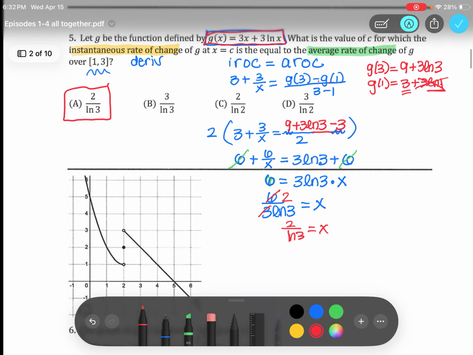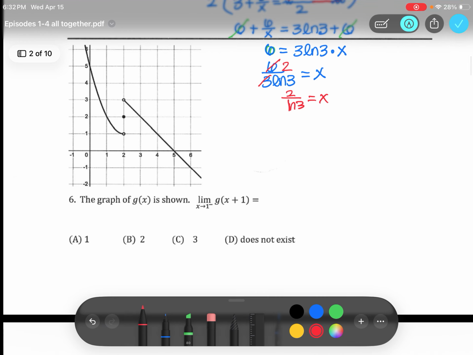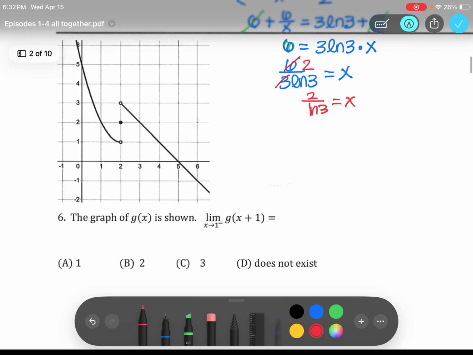Okay. Number 6, we're given a graph and we're asked to find a limit. Normally when we get a graph and we're trying to find a limit, it's usually pretty simple. We just look and see from the left, from the right. But this one's a little more involved because it says x plus 1. This is just the graph of g. You have to know your transformations. This graph, the x plus 1, is going to shift the graph to the left one.